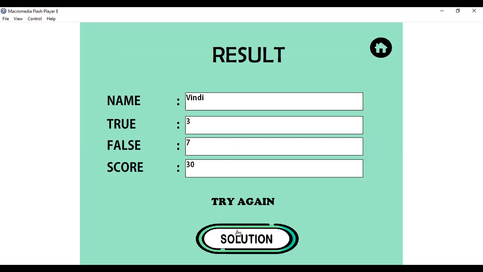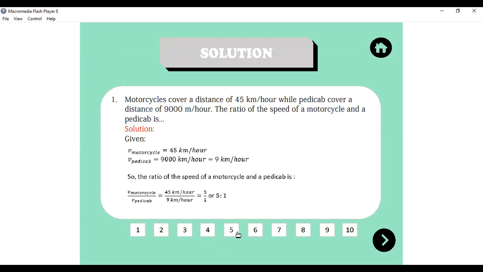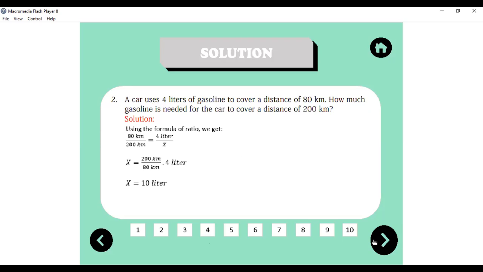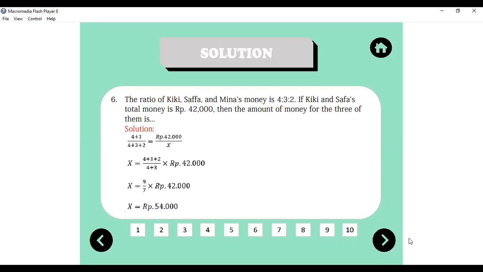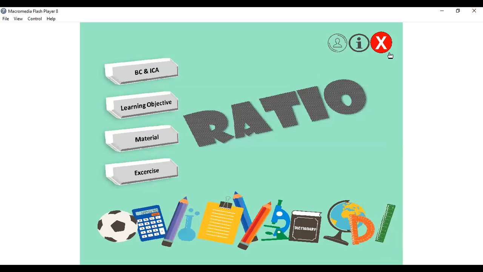Then there is the resolution button of the exercise. The display is the same as the practice view, which provides a button for each question number, but I add the next and back buttons because I think students who are confused about an answer can use this or this. To close the macro, students only need to press the exit button.